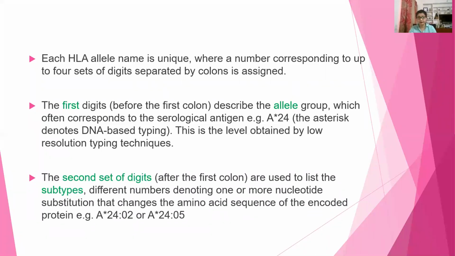The second set of digits after the first colon जो है are used to list the subtypes, different numbers denoting one or more nucleotide substitution that changes the amino acid sequence of the encoded protein. जैसे कि यहाँ पर है A*24:02. Okay. So ये 24 हमें बता रहा है allele group, ये asterisk बता रहा है कि this is done by DNA method. This 02 is telling that it is the subtype. What is the subtype?